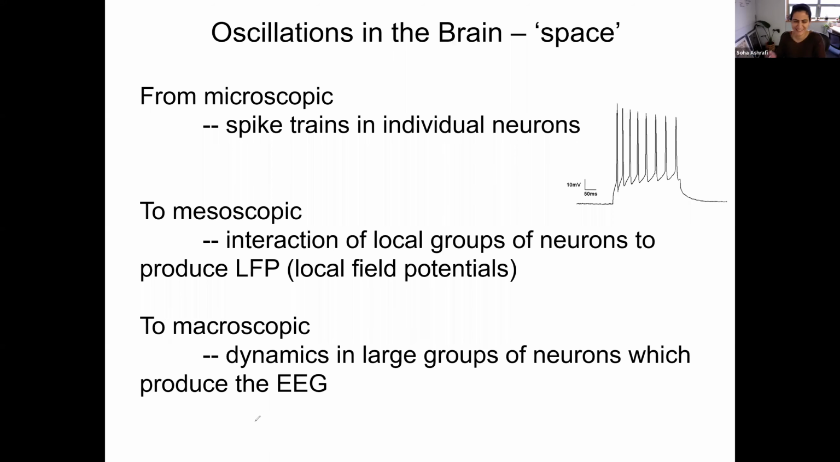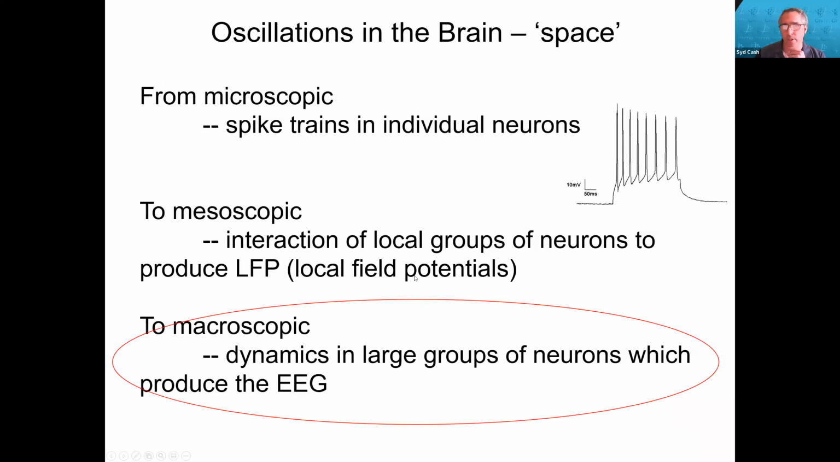And then finally, up to the macroscopic level, where we're looking at dynamics of large groups of neurons. That's where we're going to be spending most of our effort over the next few minutes, talking about what we see when we look at the dynamics in large groups of neurons. We'll bounce back and forth to the other levels as well, particularly as we think about mechanism. But we're really looking mostly at the level of the EEG, at the dynamics of large groups of neurons. All right, so that's where we're going to keep our focus.